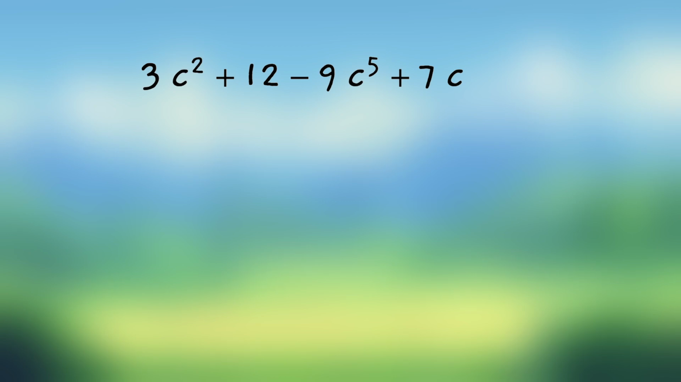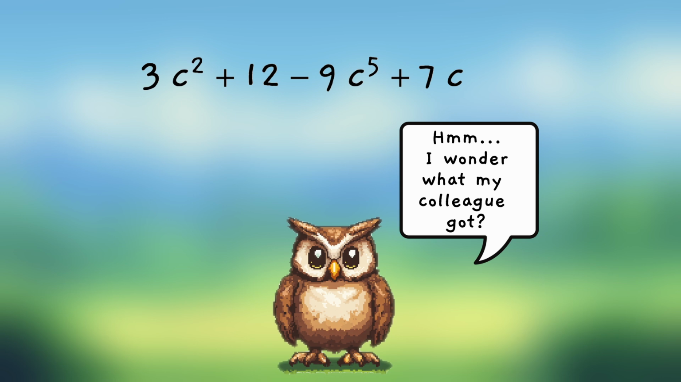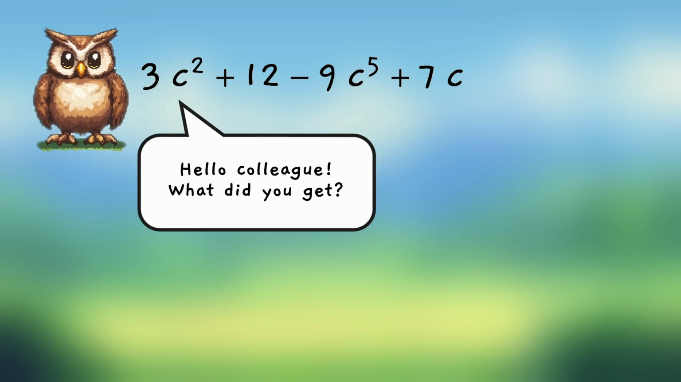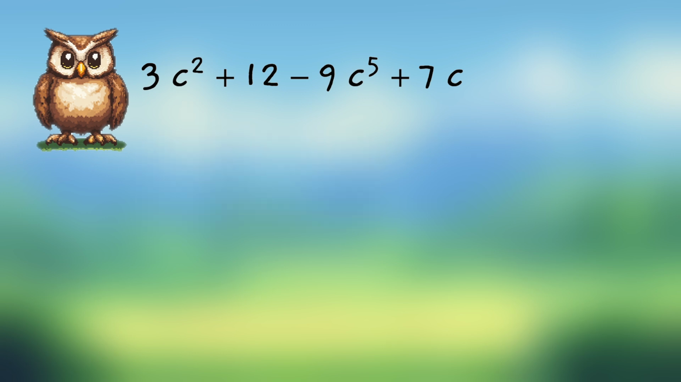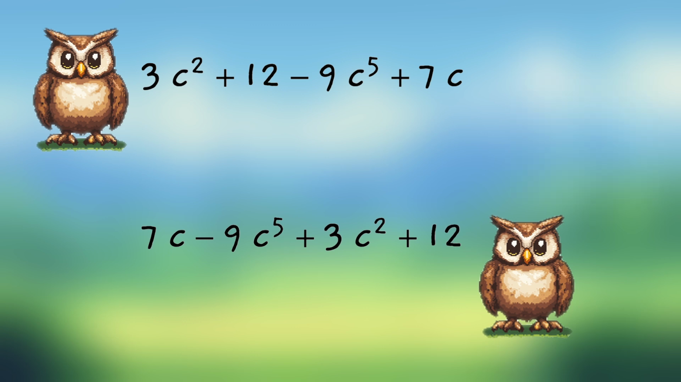So let's say you're working on a math problem, and you came upon a certain polynomial that was important to this problem, and you're thinking to yourself, I wonder what my colleague got. I'd like to compare my work with my colleague. So you go over and say, hello, colleague, what did you get? And your colleague says, well, I got 7c minus 9c to the 5th plus 3c squared plus 12. Okay, so the two of you said different things out loud. You read the polynomial out in different ways. You got 3c squared plus 12 minus 9c to the 5th plus 7c, and your colleague got something different. So did you get the same answer or not?